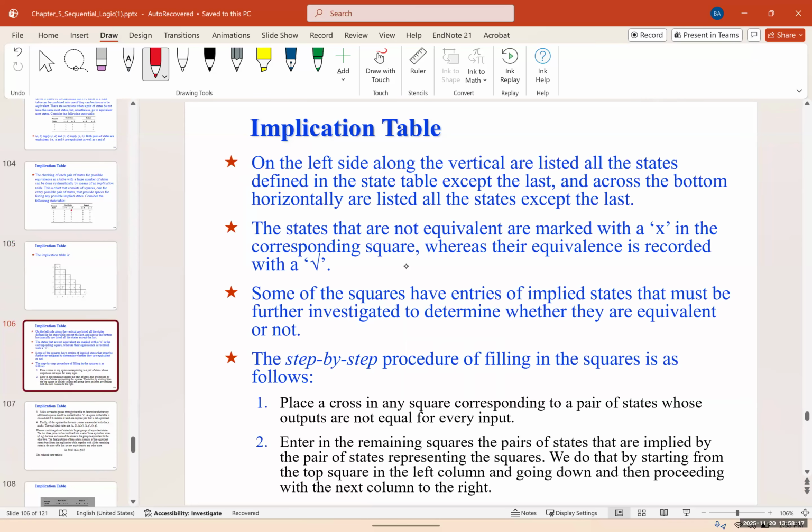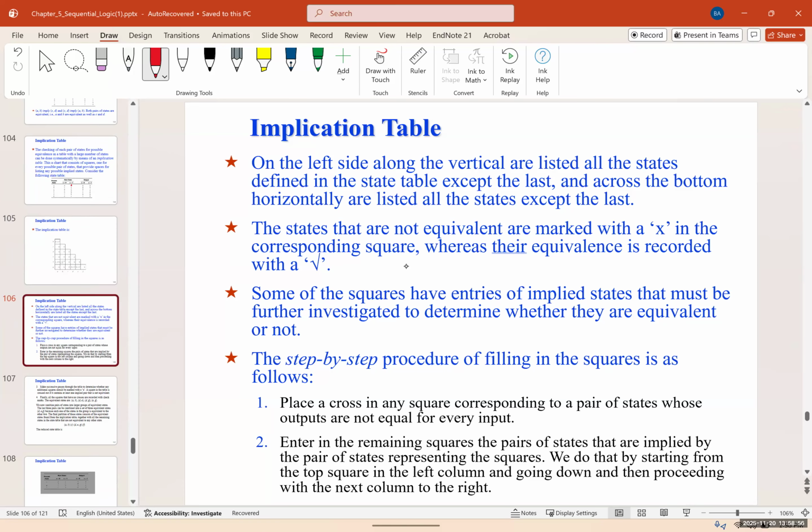Now, in this implication table, on the left side along the vertical are listed all the states defined in the state table except the first. And across the bottom horizontally are listed all the states except the last. The states that are not equivalent are marked with an X in the corresponding square, whereas their equivalence is recorded with a tick sign. Some of these squares have entries of implied states that must be further investigated to determine whether they are equivalent or not.